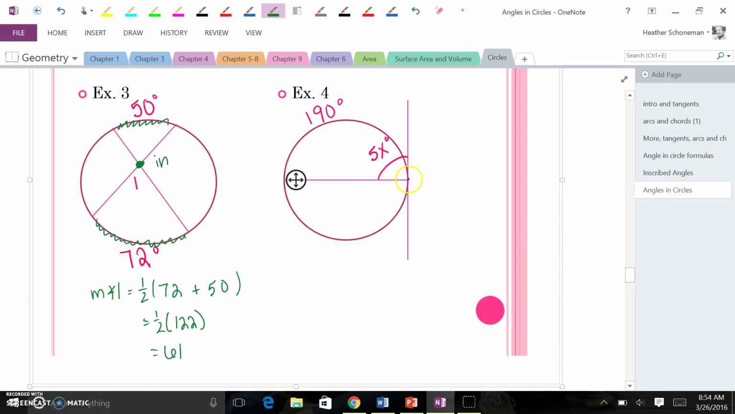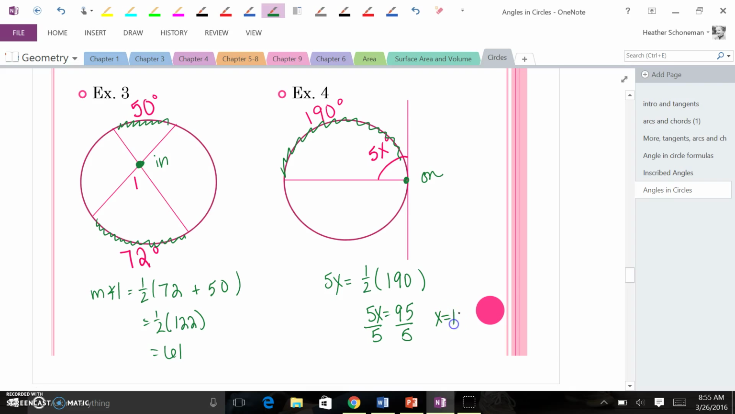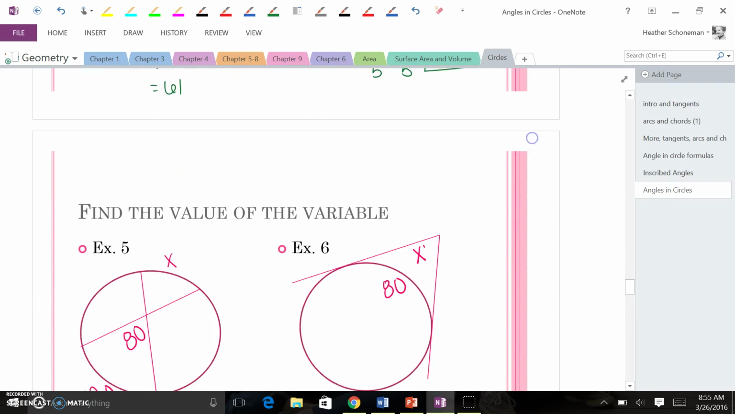All right, example 4, the vertex is on the circle. So when it's on the circle, the angle, which is 5x, equals 1/2 of the intercepted arc. Here's the intercepted arc, so it's 1/2 of 190, which is 95. So we have 5x equals 95. Divide by 5. So x is 19. All right, let's try some more examples.